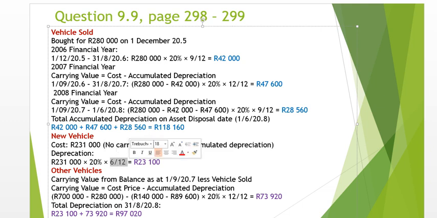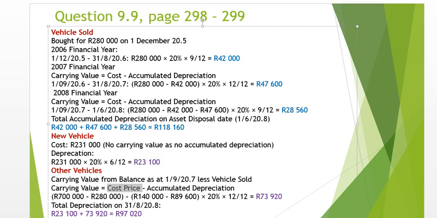For 6 out of 12 months. So our depreciation on this new vehicle is 23,100 Rand. And then on our older vehicle, we're going to determine our carrying value.